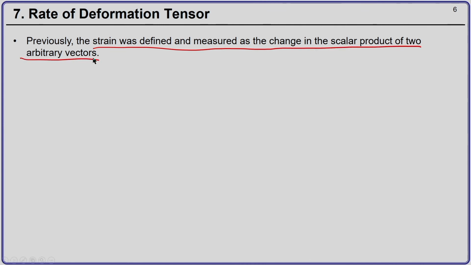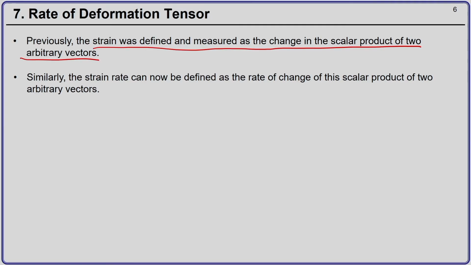So, we took dx1 and dx2 in the material configuration and we defined strain by how these material vectors deform, how the scalar product of these two material vectors change, and that is how we came up with the concept of strain. Okay. So, for strain rate, now we have to define the rate of change of the scalar product of the material vectors.